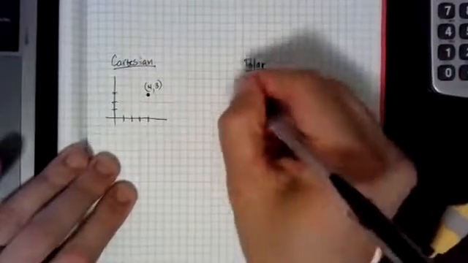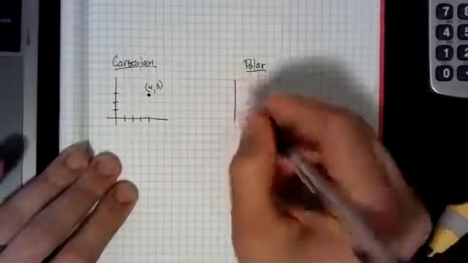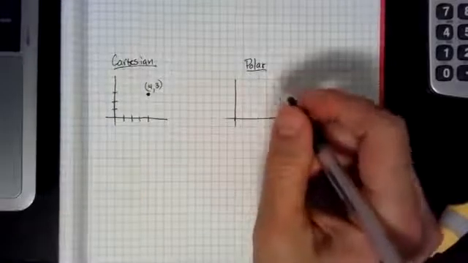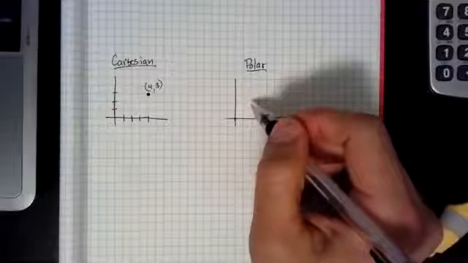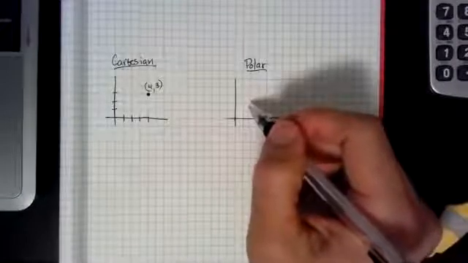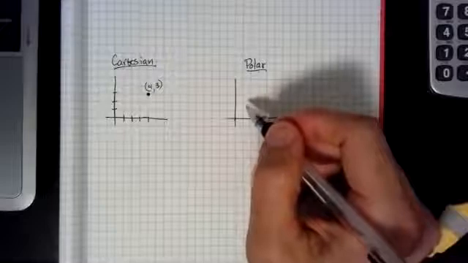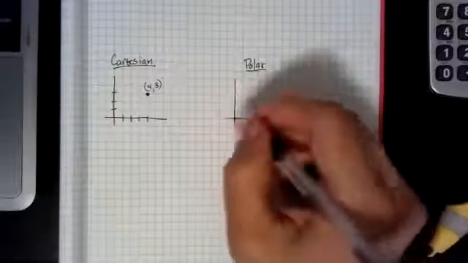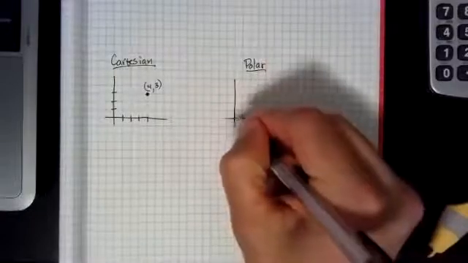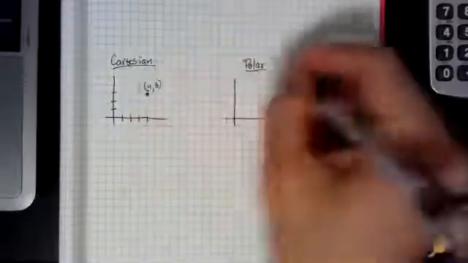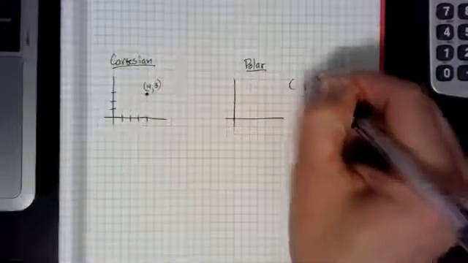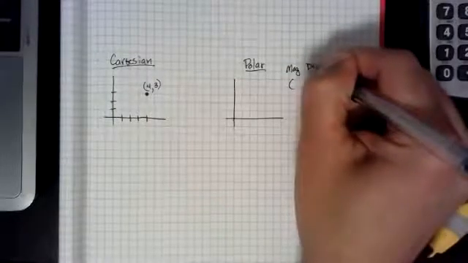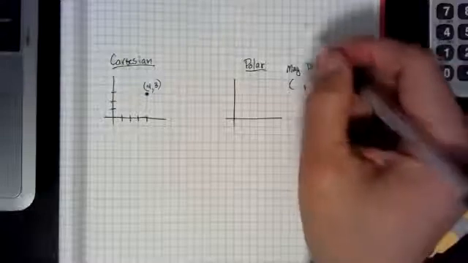For polar coordinates, it's a little different. Instead, we're dealing with a direction and a distance out. So instead of horizontal and vertical distances, we're given the magnitude part first, and then the direction. Magnitude just means the distance out for this.